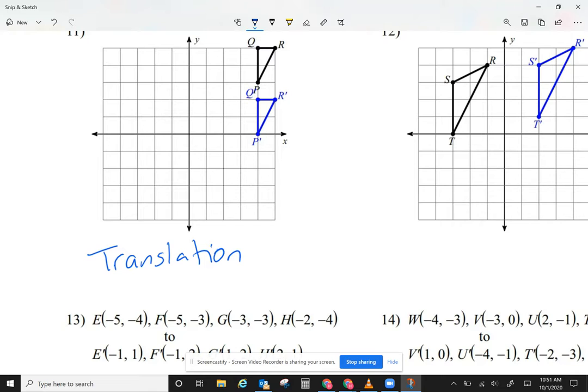Now let me write the rule for it. What happened here is I know it did not move sideways. So I'm gonna open my parentheses and I'm gonna leave the X alone. Right? It did not move sideways. The only thing is it went down three spaces. So I'm gonna write Y minus 3. I did write in my X, I didn't write X plus 0 or X minus 0. I just wrote X. It did not move sideways, so leave the X alone.